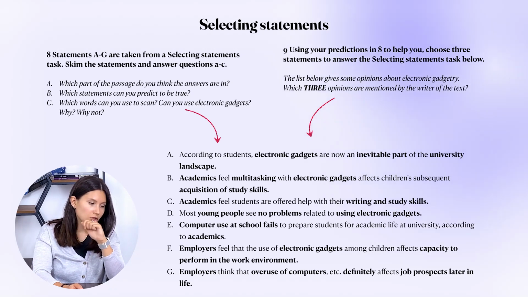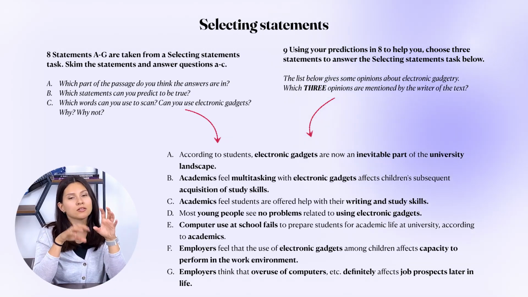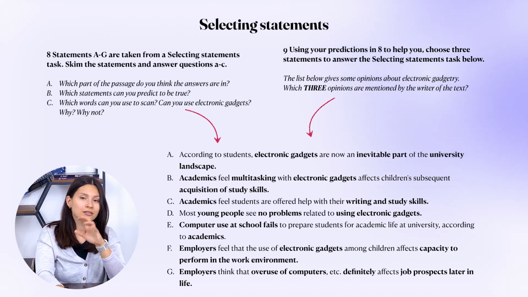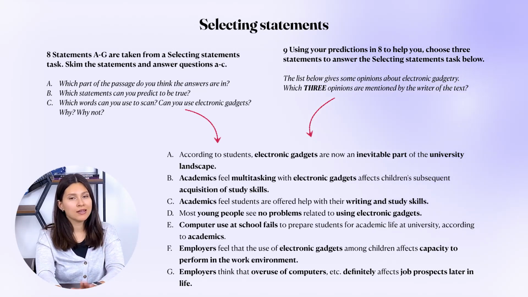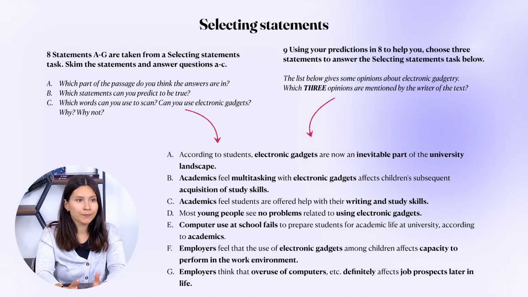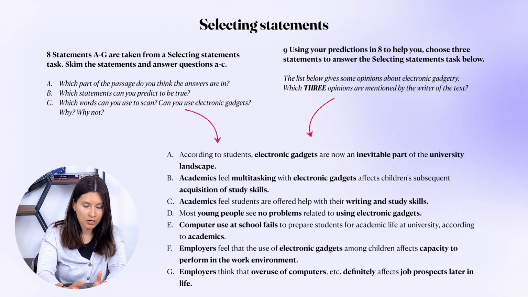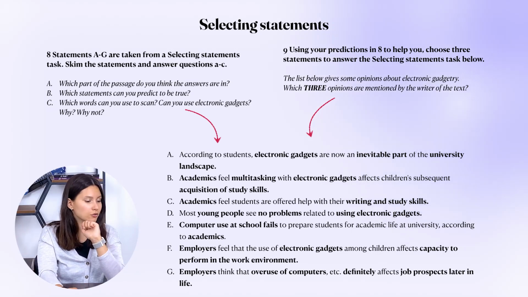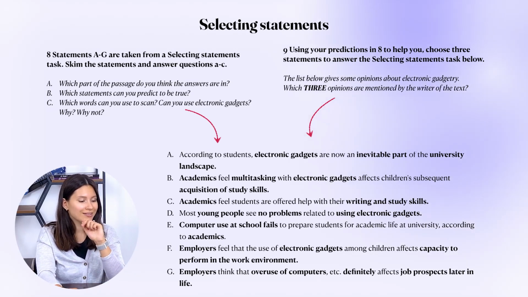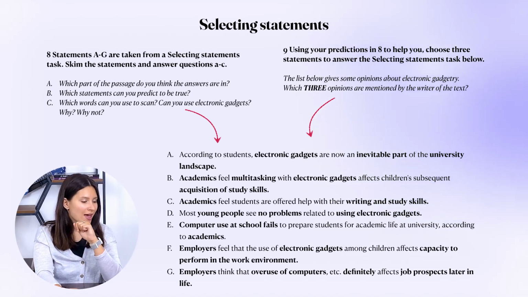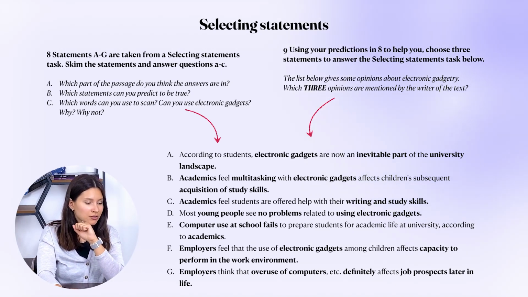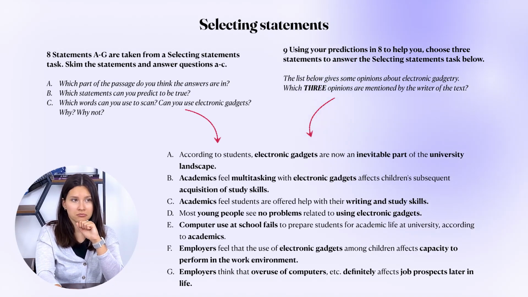So if you skimmed the statements, you could have divided them into different categories. Basically there are three categories. Options A and D refer to the students' viewpoint, their opinion. So it goes like this: according to students, electronic gadgets are now an inevitable part of the university landscape. So this is the students' opinion. And D, most young people see no problems related to using electronic gadgets. Both of these options are supported by students.